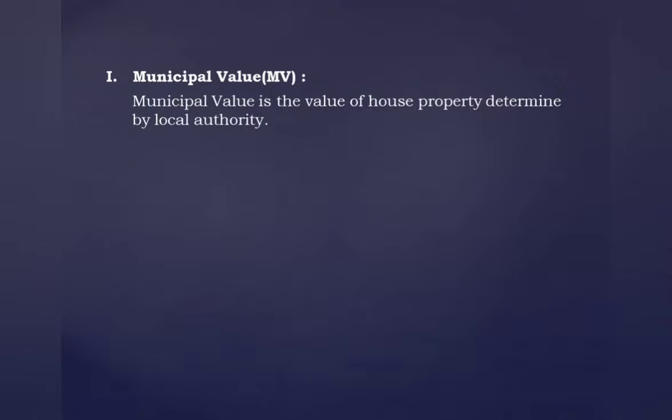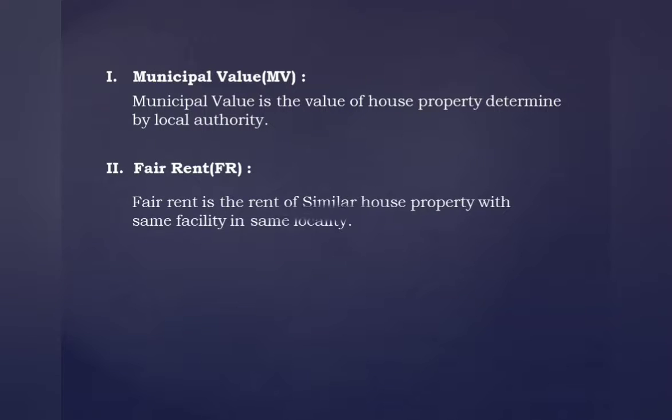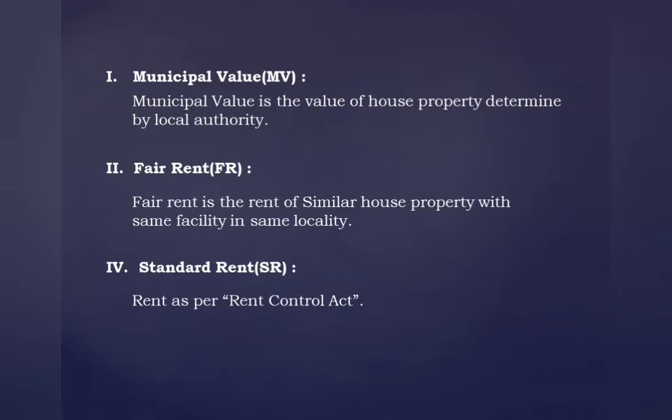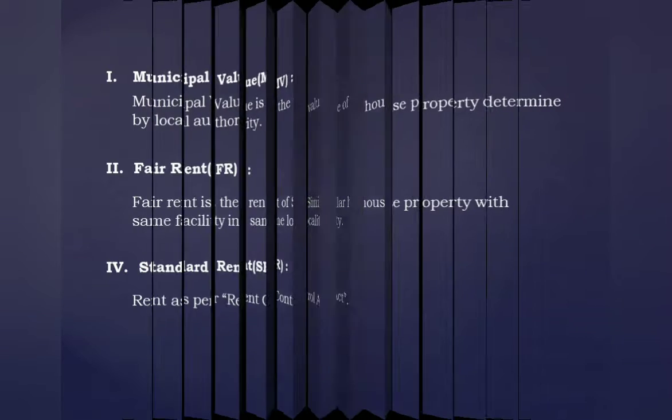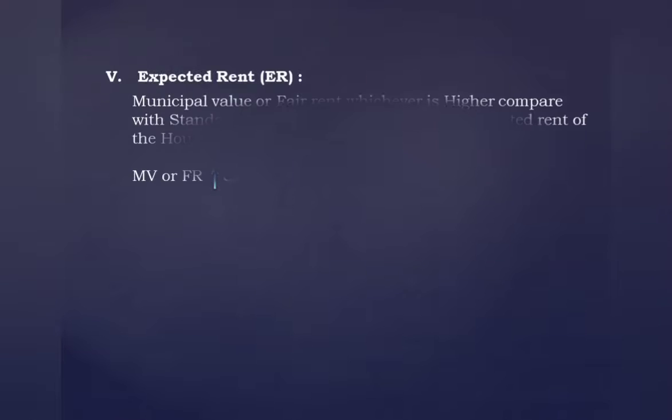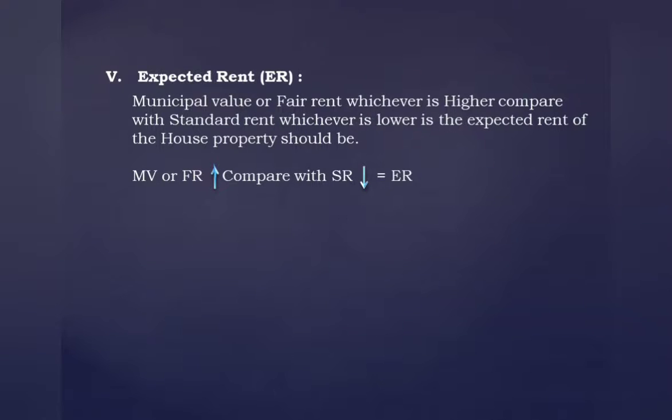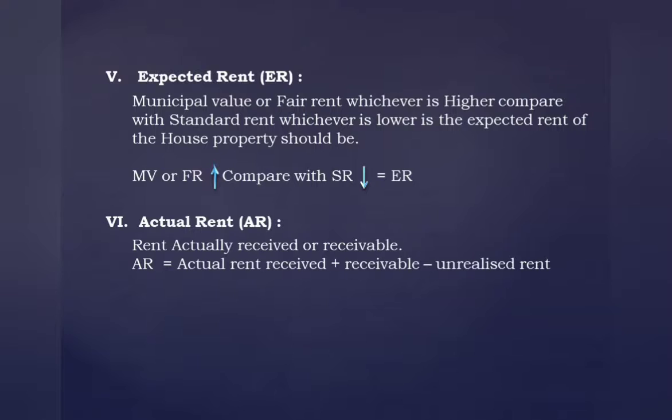Now first, what is municipal value? Municipal value is the value of house property determined by the local authority. Second, fair rent. Fair rent is the rent of house property in the same area with the same facility, where everything is the same. Standard rent is the rent as per Rent Control Act. Next is expected rent. Expected rent is calculated as municipal value or fair rent, whichever is higher. It is compared with the standard rent, whichever is lower will be your expected rent. Expected rent is nothing but the minimum rent your house property should fetch.